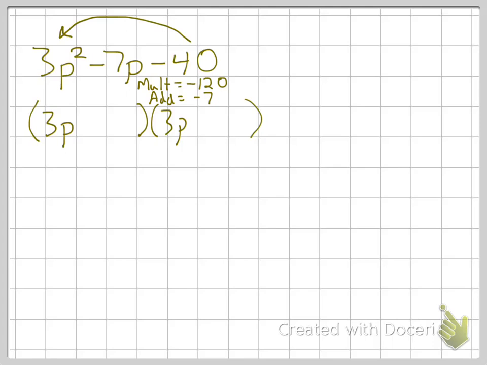Now, if it's multiplying to be a negative and adding to be a negative, what do I know about the two numbers? One's positive, one's negative. Which one's bigger? Okay, so really I'm looking for two numbers that multiply to 120 that are 7 apart. If you're not sure, you can always just start listing them out. You find one that works for you.